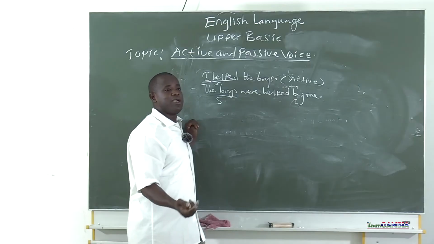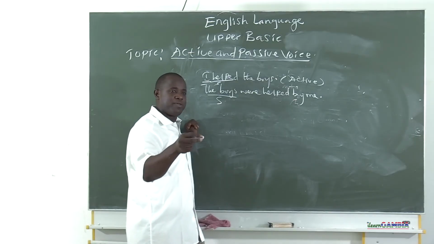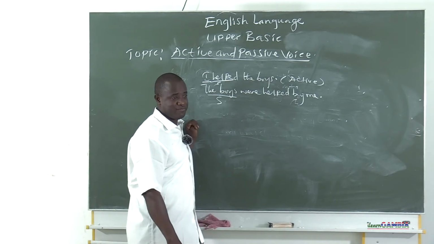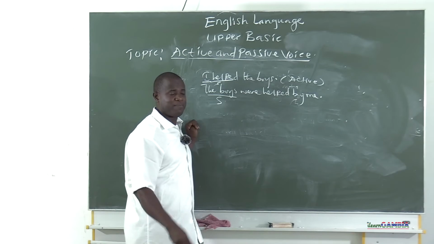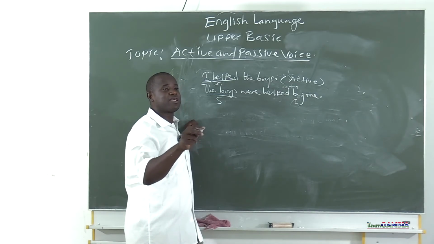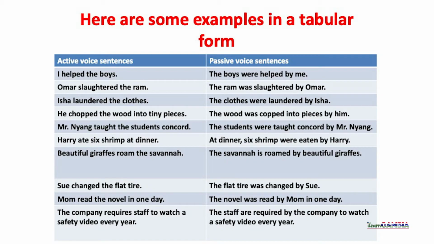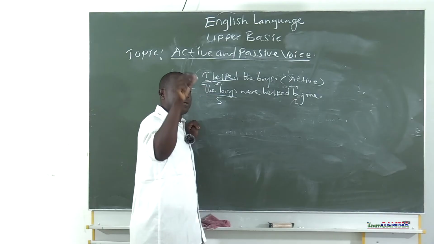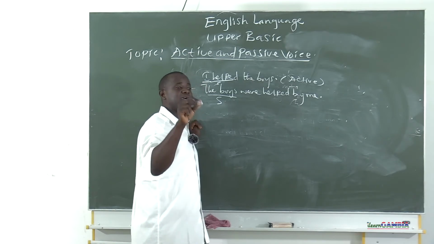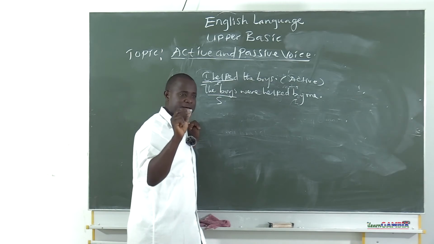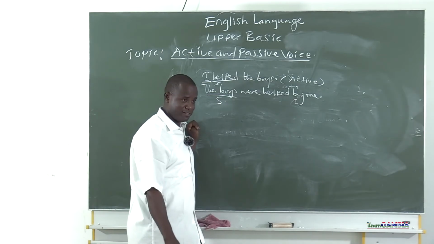As I told you, in a passive voice, the object becomes the subject. Like as you can see, beautiful giraffes are the subject, the verb there is roam, and the savannah is the object. Now in a passive voice, what do you say? The savannah is roamed by beautiful giraffes. Now here, the object becomes the subject of the verb. But take note, when the object becomes the subject in a passive voice, that subject does not perform any action. So a subject can only perform an action in an active voice.